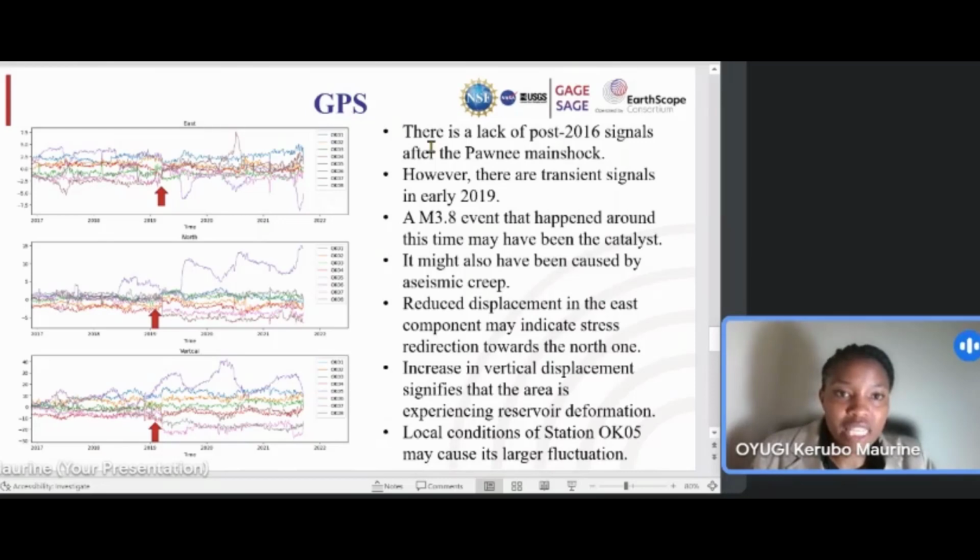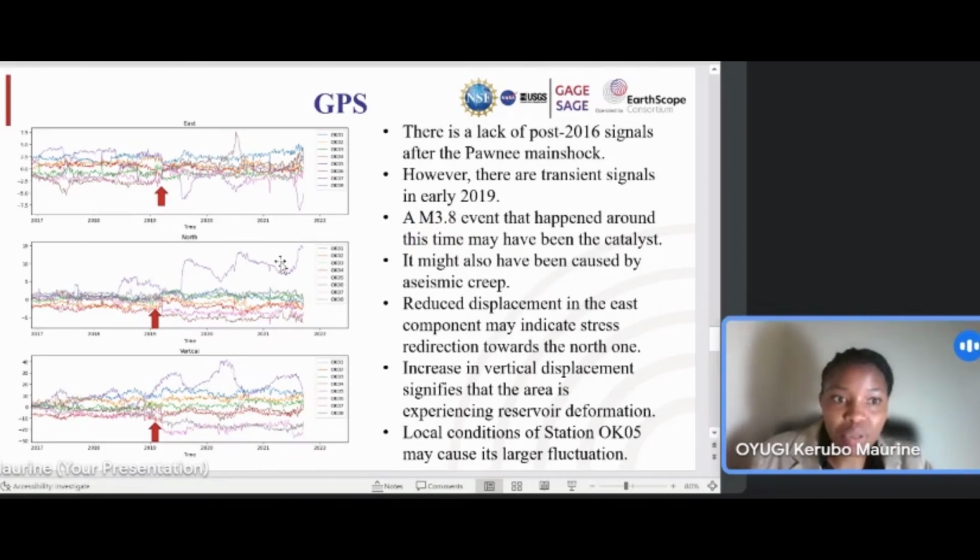For the GPS data, we see that there is a lack of post-2016 signals after the Pony 2016 main shock in all the components, that is the east, the north, and the vertical component. However, there is a transient signal in early 2019, indicated with the red arrows, in all the components, and this may be associated with the magnitude 3.8 event that happened around this time.